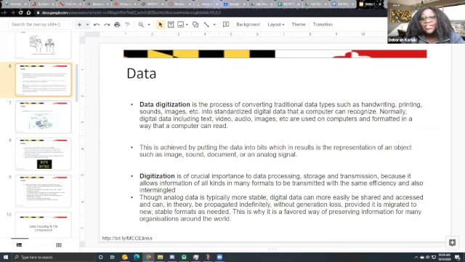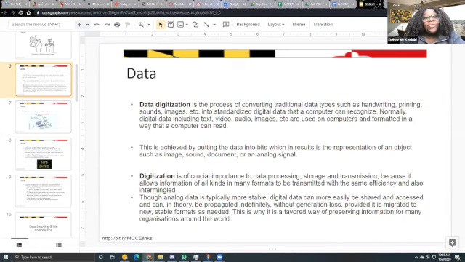So digitalization is of crucial importance to data processing. So for you to be able to process the data, all this data you're collecting, what people are doing on Twitter, people are doing on the web, people are doing with Internet of Things, and then process the storage and transmission, because it allows information of all kinds in many formats to be transmitted with the same efficiency and also intermingled.